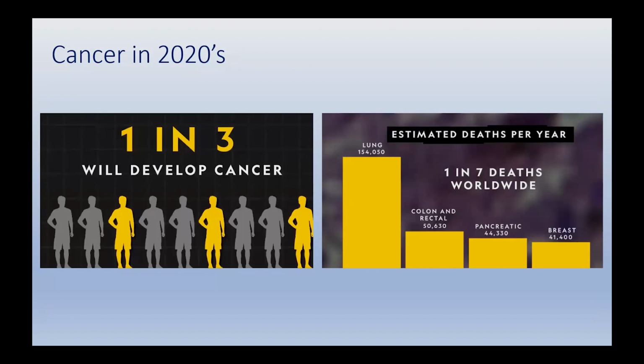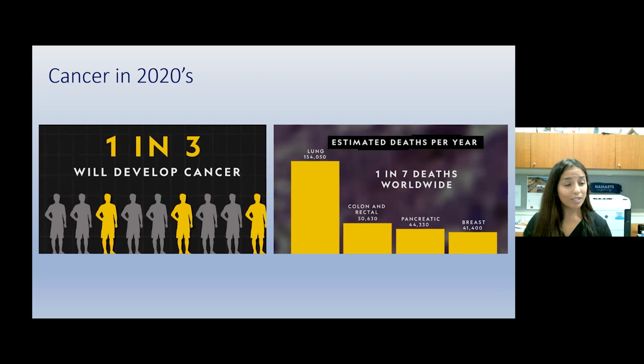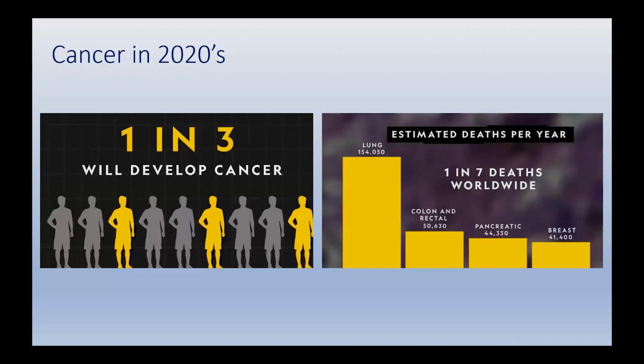Most of us will have someone, usually someone close to us, who has been diagnosed with cancer at some point in our lifetimes. Really strikingly, over our lifetime, 1 in 3 people will develop a type of cancer. And as you can see on the right, for every 7 deaths that occur worldwide, 1 of those is due to cancer, with lung cancer being our biggest opponent.